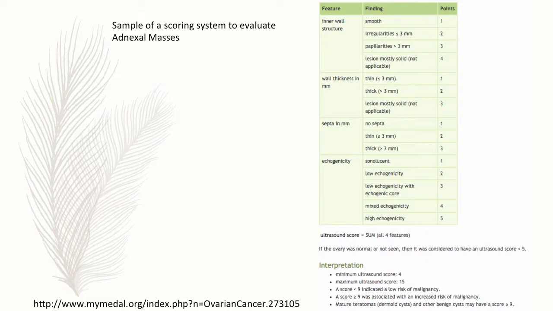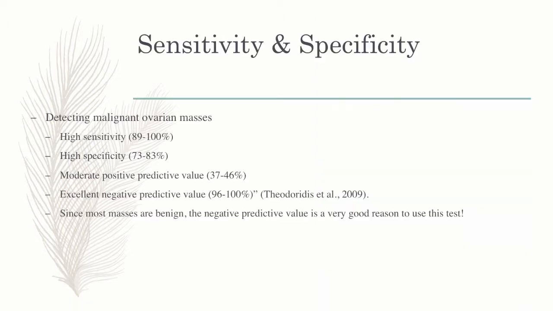Here's a sample of a scoring system used to evaluate these masses. Surprisingly enough, I could not find just one system to score these masses, but this looked like a pretty good one. So we're going to look at inner wall structure, wall thickness in millimeters, the septa in millimeters, and the echogenicity. So the higher the score, the higher the chance that it could be cancerous. So this is just to help us figure out what we should do next.